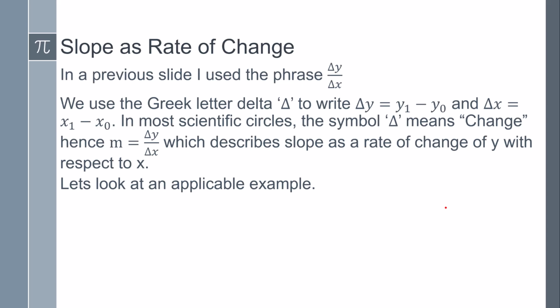Now in the previous slide, I used that phrase, change in y over change in x, delta y over delta x. That's just the Greek letter delta. And it actually can be simplified to mean this. It's just a quick way of writing y2 minus y1, or in this instance, y1 minus y0. It's all the same thing.